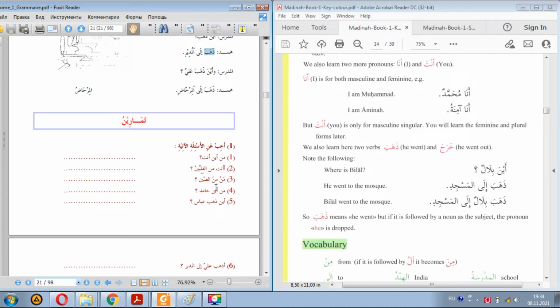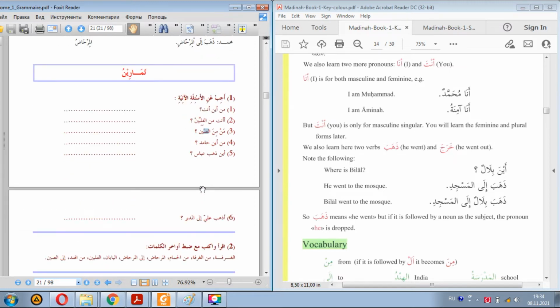من من الصين? Who is from China? You can say عمار هو من الصين, أو عمار من الصين, أو عمر من الصين. من أين حامد? And you need to say حامد من الهند. Hamid is from India. من أين حامد? Where is Hamid from?